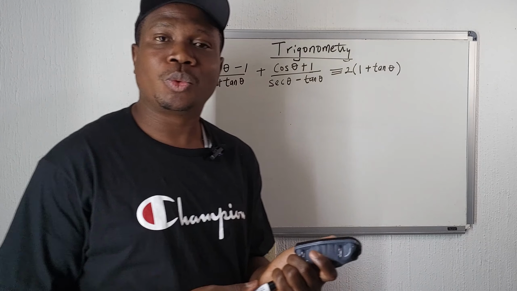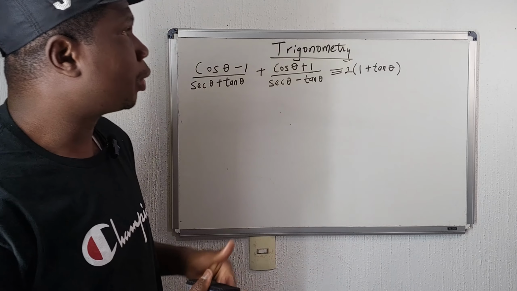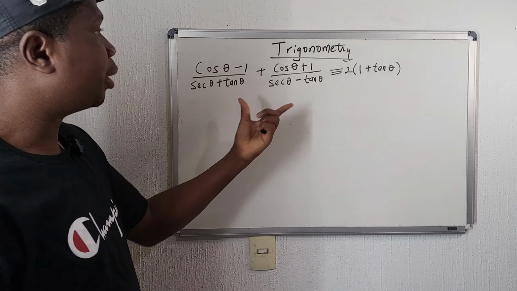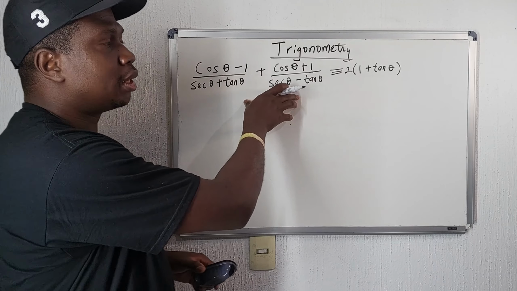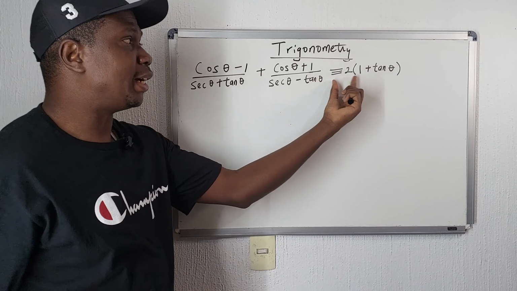As we know, in our channel we do justice to mathematics and engineering problems. Today we're going to continue on the topic of trigonometry. I want to solve this trigonometric identity. We're told to prove that this must be equal to this. It's an identity.